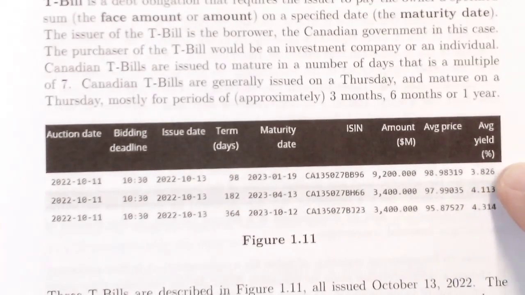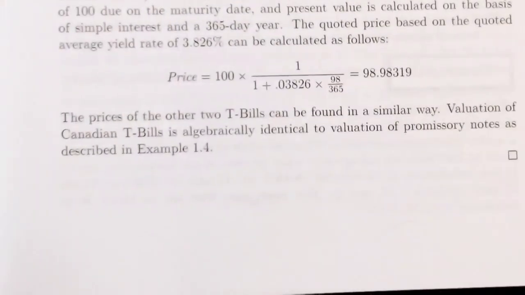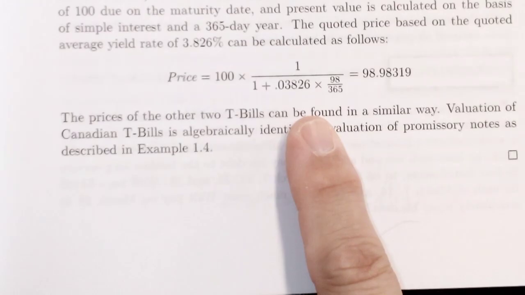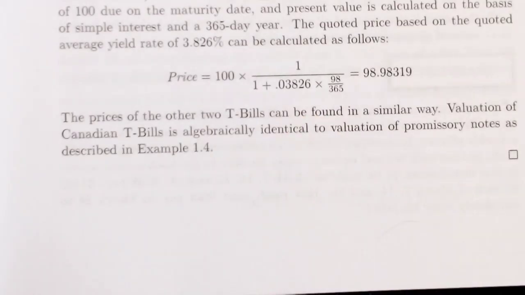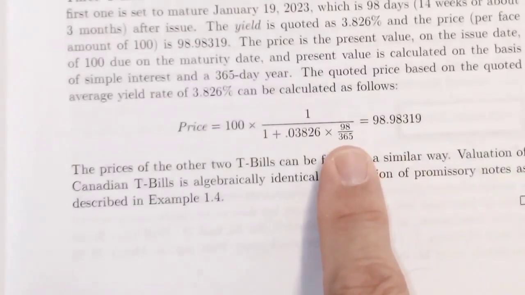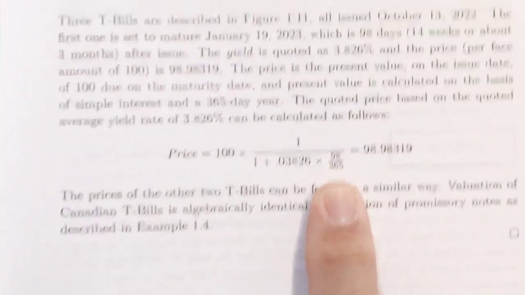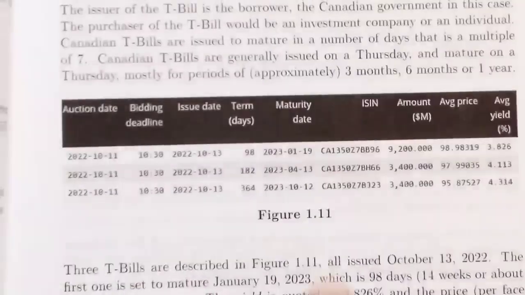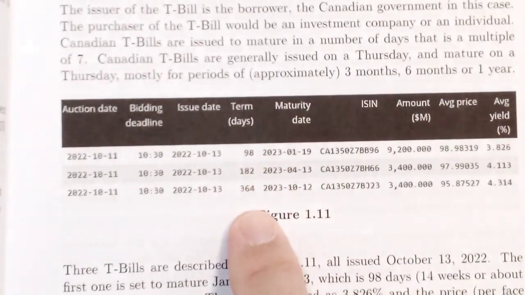This rate is calculated using simple interest, as opposed to compound, because we're under a year, right? Under a year, simple interest is preferable. This is just the first one, but you can repeat this. Notice they're using 365 days for their year, 98 out of 365. We should check the other two.